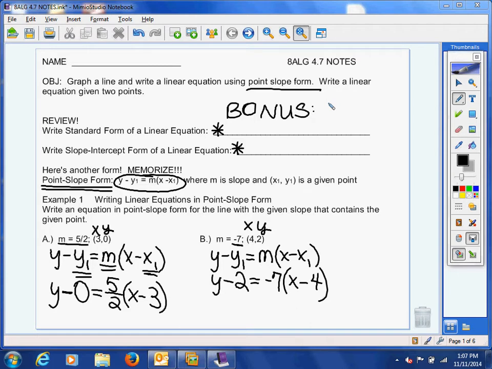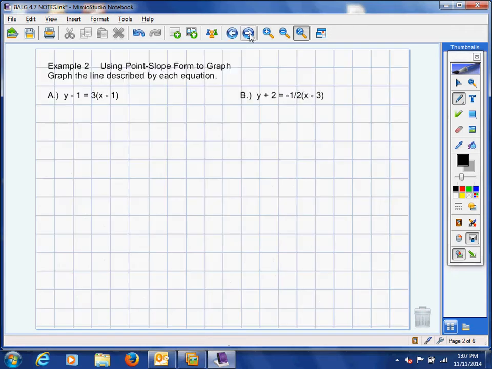As you may remember from our last video, we learned a brand new form of a line. We already know standard form, we know slope-intercept form, and you just learned the third form of a line, and that's point-slope form. Y minus y1 equals m times the quantity x minus x1. We practiced writing linear equations in point-slope form when they give us the slope and a point, and I showed you how to plug those in yesterday.